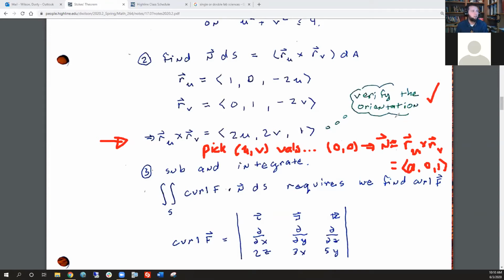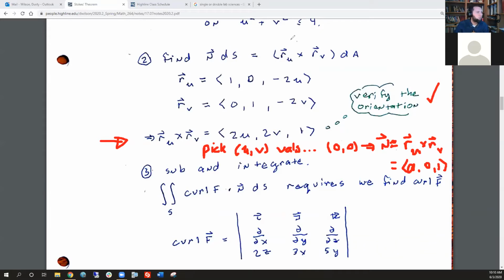Yeah. Because it's the oriented surface, you're going to get the continuity. So as long as we checked a point that corresponded to a point within our region, then just checking one point will be sufficient. Awesome. Thank you. Any other questions about this?